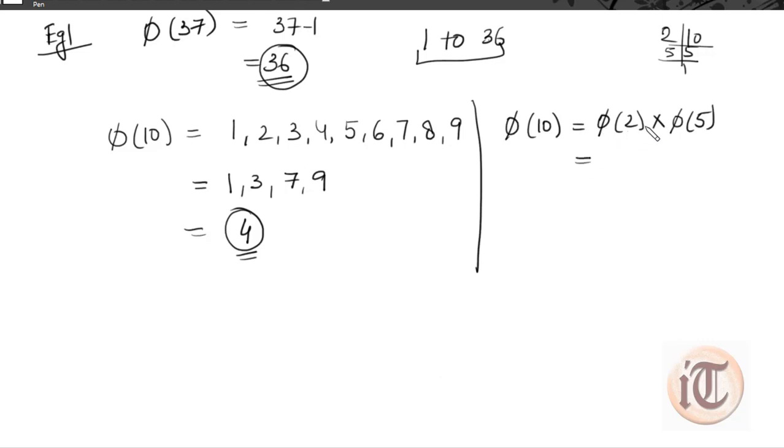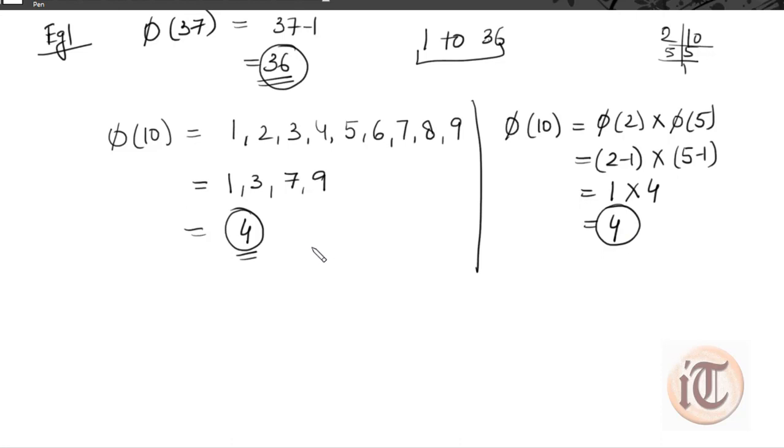So 2 is a prime number and 5 is a prime number. So this is phi of p and this is phi of q. So we take it as phi of 2 is 2 minus 1, into 5 minus 1. So it becomes 1, and 5 minus 1 is 4, and the answer is 4 again. So you can calculate according to the rule or manually, the result will be the same. Okay, so this is how we find the Euler-Totient function.